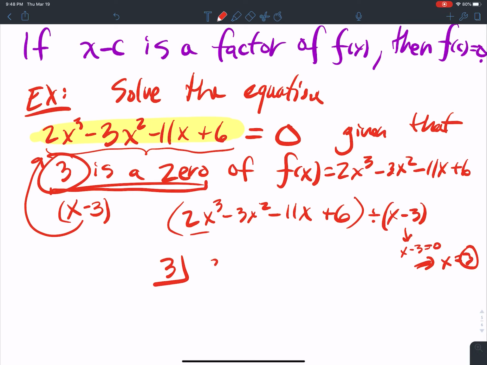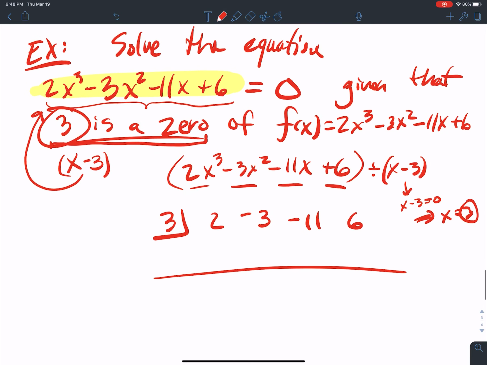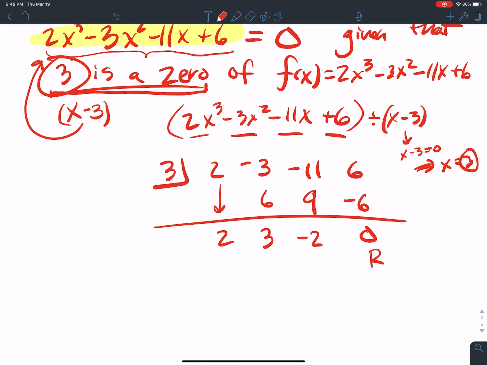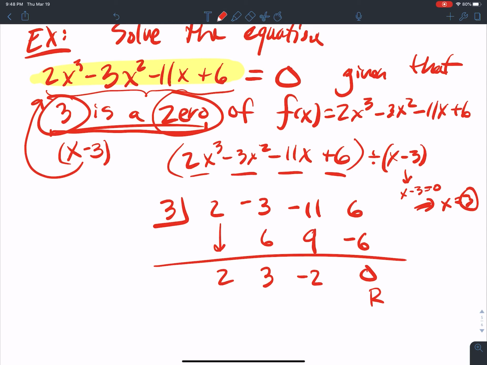So I put 2, negative 3, negative 11, and a 6. Drop down the 2. 2 times 3 is 6. Add together, get positive 3. 3 times 3 is 9. Add together, I get negative 2. 2 times 3, that's negative 6. Okay, so then that gets me 0, which is what I wanted for my remainder. If I didn't get 0 there and I was told it was a 0, then I messed up. But I got it. So I got my number, my x, and my x squared.